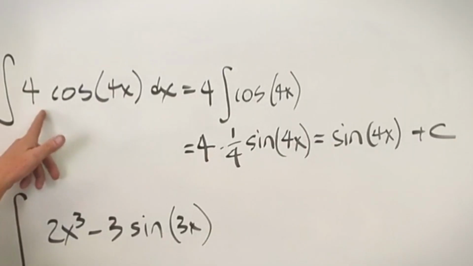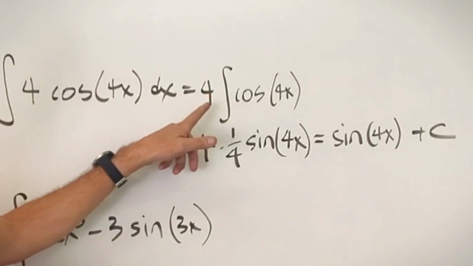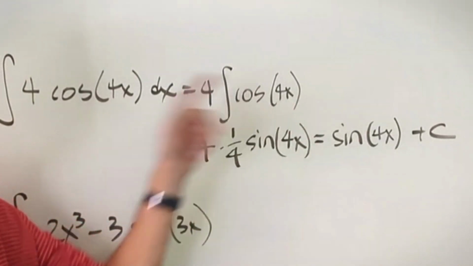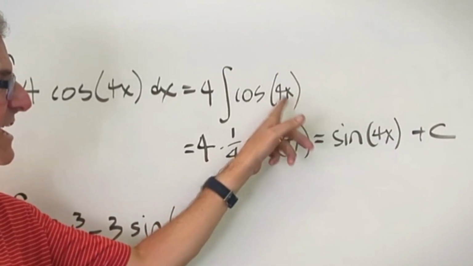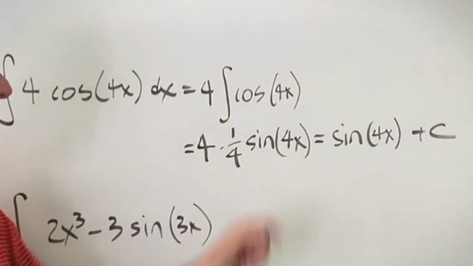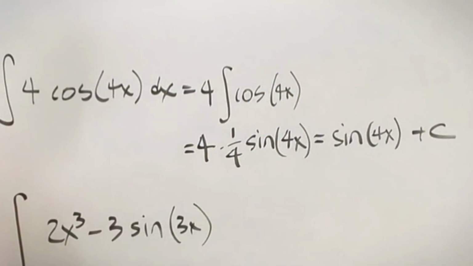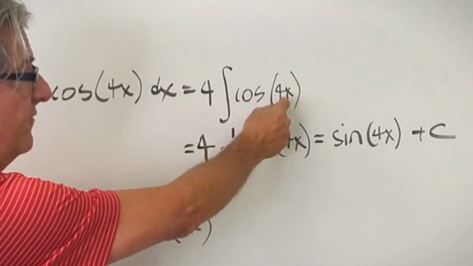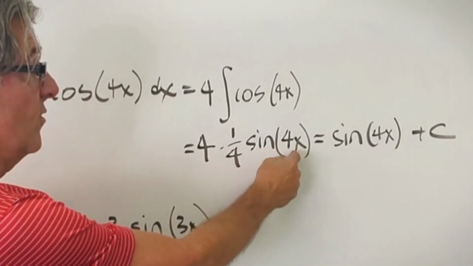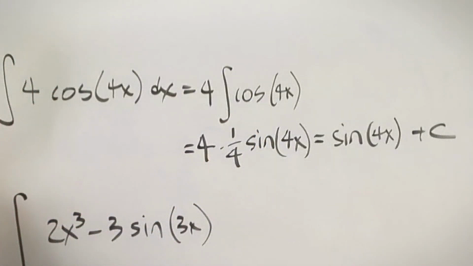So I like to take my constant out. So now I have 4 times the integral of cosine 4x. The cosine 4x, my 4 is the a in the ax plus b on the inside. So that comes out and goes underneath. So I have my 4 from the outside times 1/4 from that times sine of 4x, because sine is the integral of cosine.